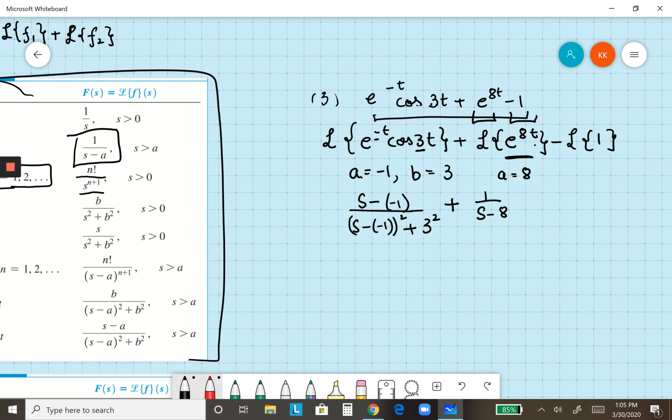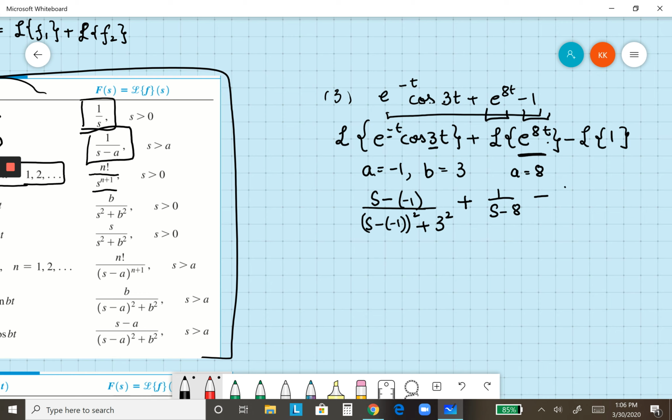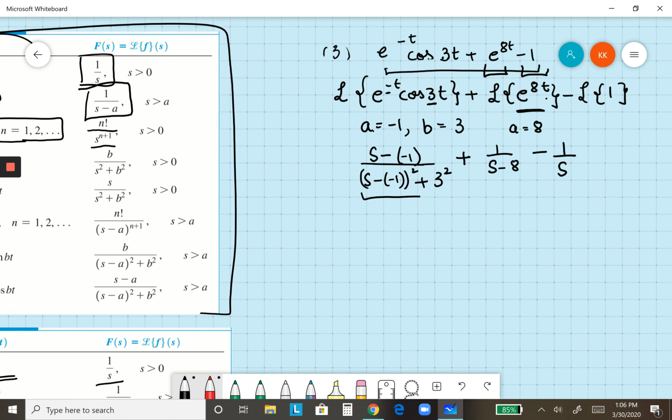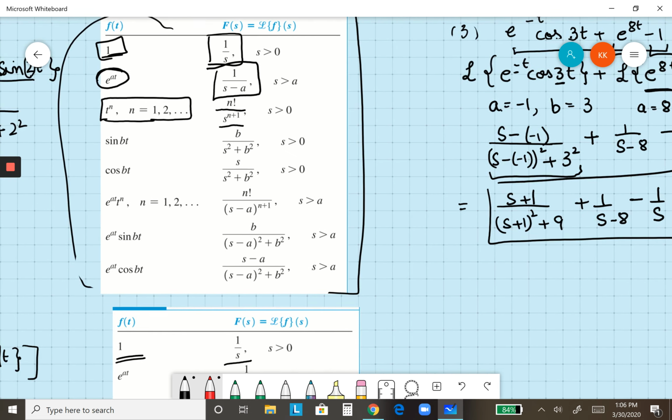And then minus the plus of 1. And this is the first part. 1 is 1 over s. So it should be 1 over s. And we can further solve this part, which is s plus 1 over s plus 1 whole squared plus 9, plus 1 over s minus 8 minus 1 over s. So this is our final answer for this part.